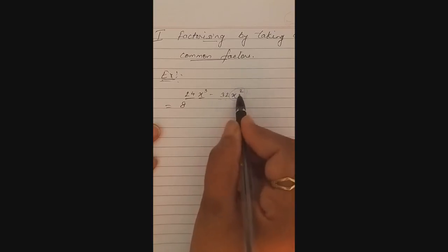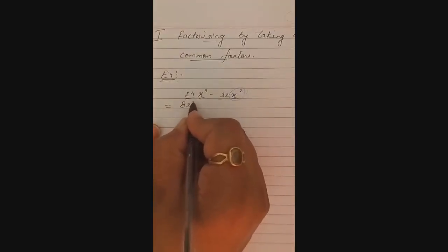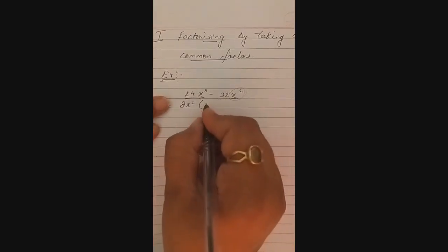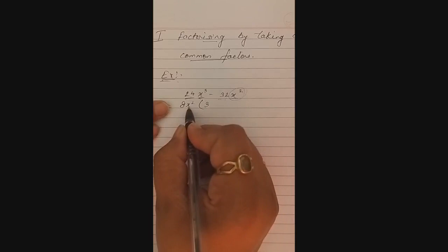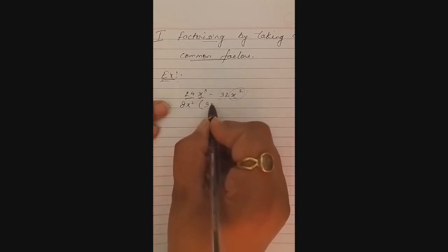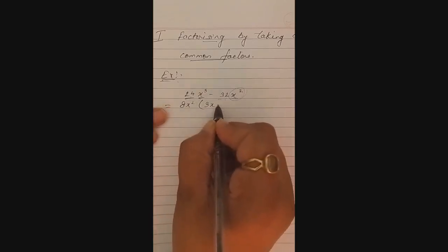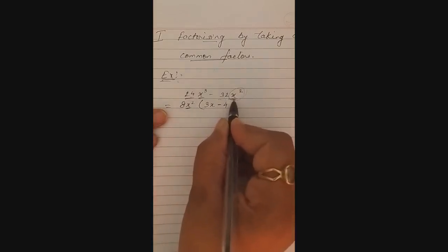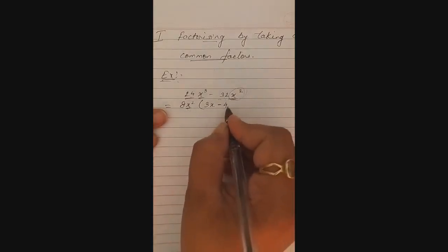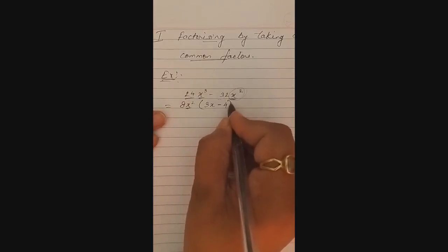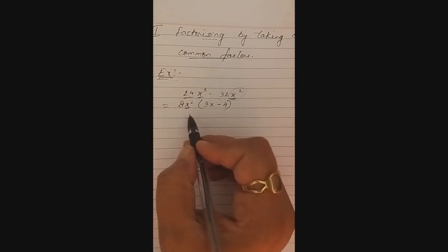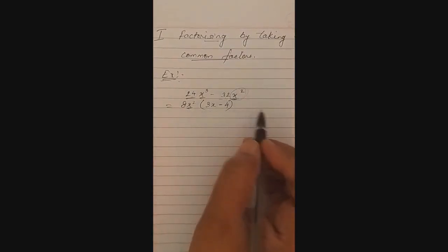Obviously x square is smaller, so I will take x square common. What is left is 8 we have already taken out. What is left? 3. And x square we have already taken out, so what is left is x. And here 8 we have already taken out, so what is left is 4. And x square completely we have taken out common, so only 1 is left. So we won't write 1, just we will write 3x minus 4. So it is resolved into factors: 8x square into 3x minus 4.